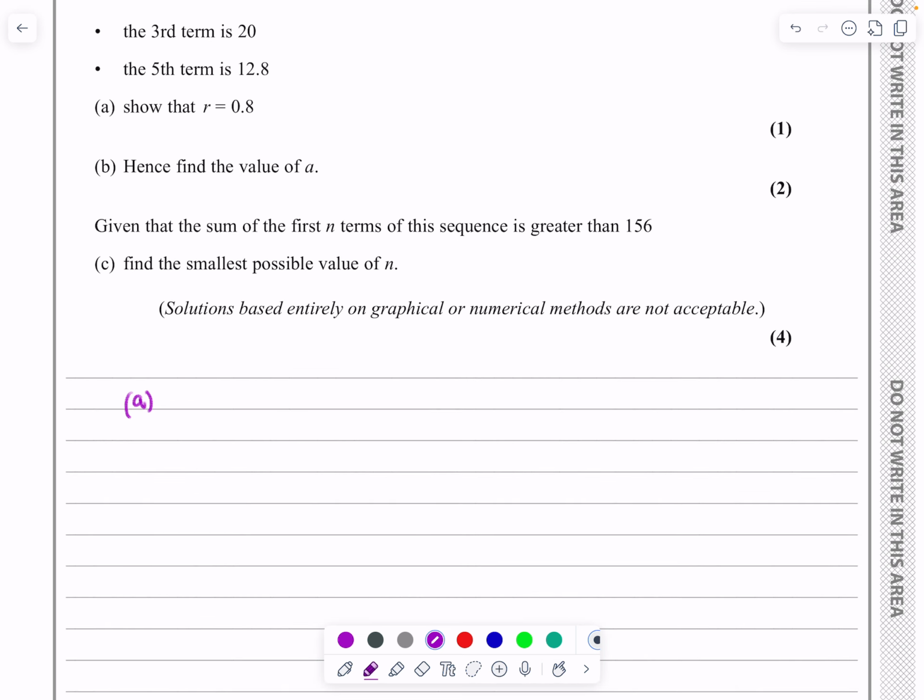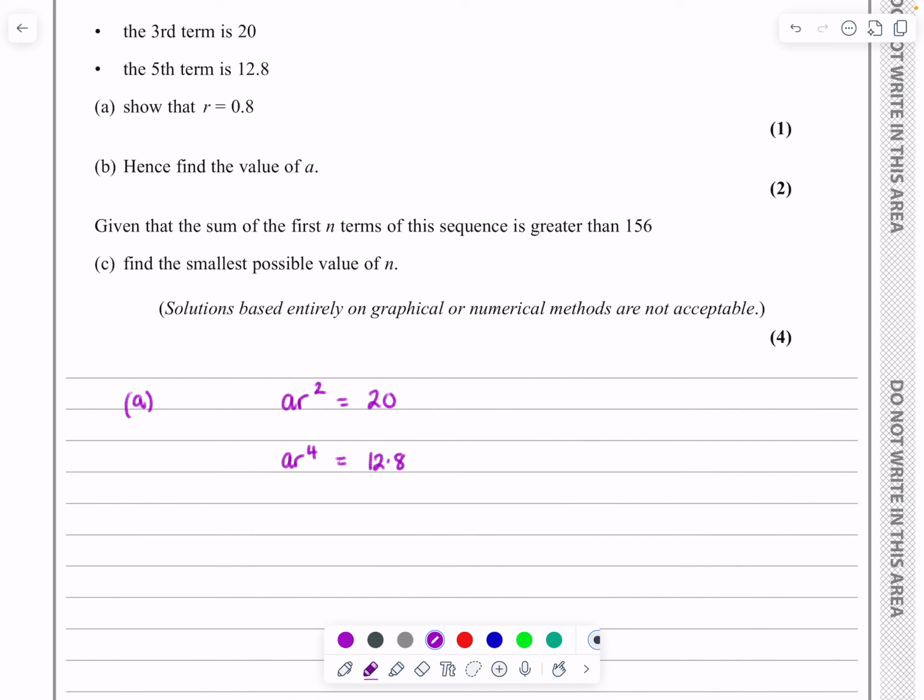If they told me the third term, remember the nth term of a geometric sequence is AR to the n minus 1. So the third term is AR to the 3 minus 1, which is 2. AR squared is equal to 20. And then they've also told me the fifth term, so that's AR to the 4, and that's equal to 12.8.